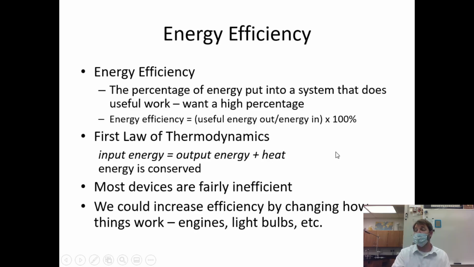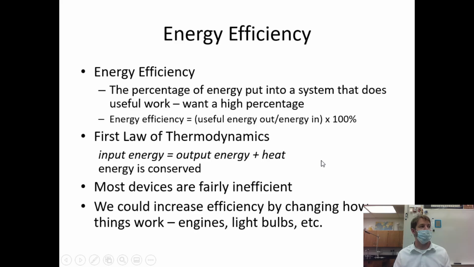Most devices are fairly inefficient. Fairly is kind of an understatement. Most devices are very inefficient. Think about a car engine. If a car engine was purely efficient, it wouldn't get hot. The fact that a car engine gets very hot tells you it's very inefficient. In a perfect scenario, you put gasoline in the car, the gasoline will be converted to kinetic energy to make the car go. The fact that you can open up the hood of a car and put your hand on the engine and burn the skin off your hand is a testament to the fact that there is heat loss in the use of an internal combustion engine.